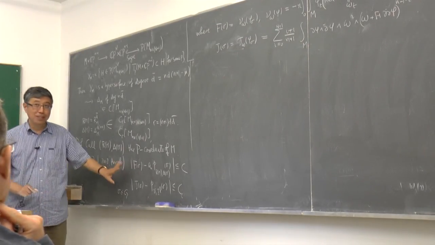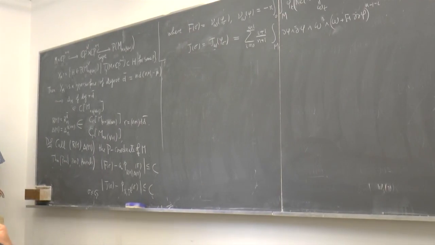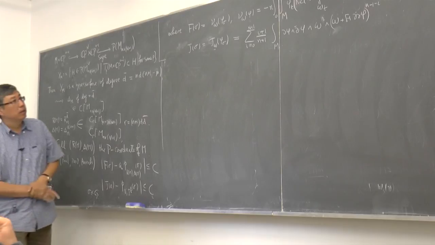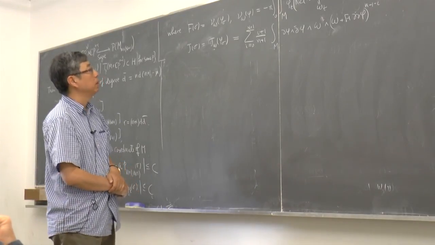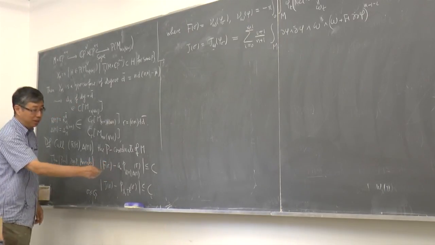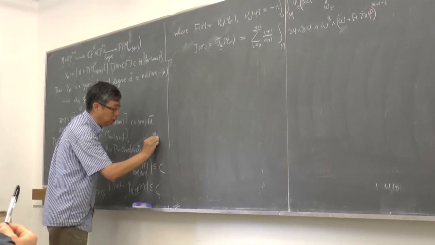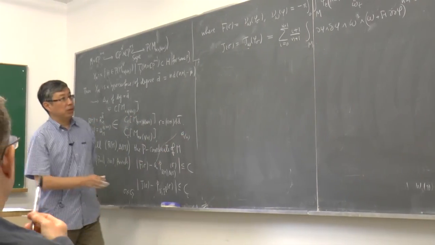It's not so easy to see actually. So what is AN? AN is some constant. I didn't space it out. So AN is some constant, depending on our dimension. And what is P? P is a function I define here.